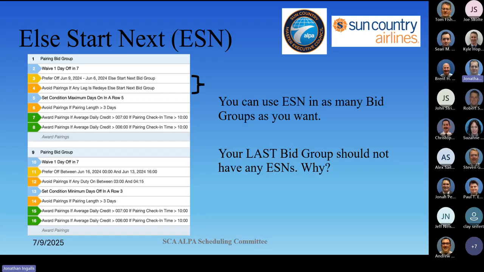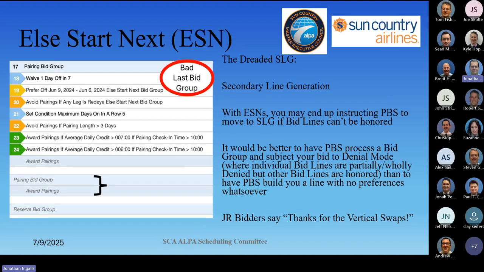The reason why we would never want to put an else start next command in our last bid group is because below that is always a blank bid group. And if you put an else start next command in your last bid group above nothing, it moves you into what's called secondary line generation. Secondary line generation is just what it sounds like. You have told the system you have no preferences at all in the world about what you get assigned, and the system will happily give you whatever it wants to make your line.